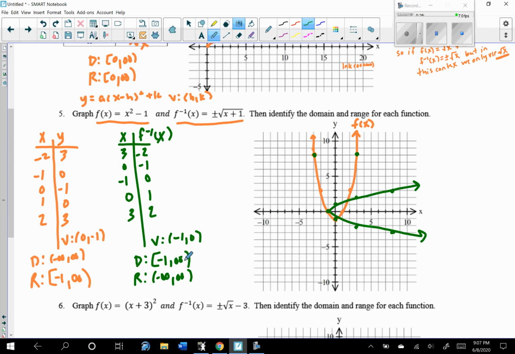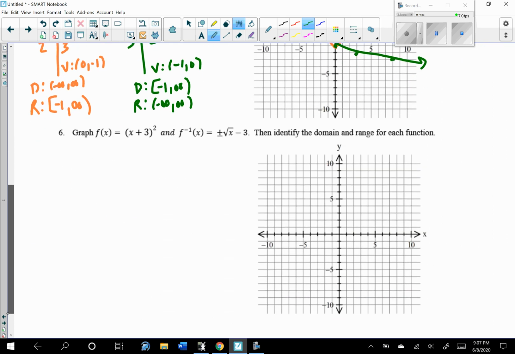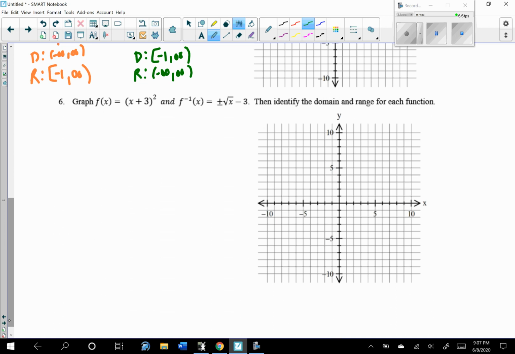Something else I didn't ask us to do, but if I were to draw the line y equals x right here, notice that the graph would be flipped over, so it's reflected across the line y equals x. So for this equation down here, you should be able to do this one on your own. So you could pause the video, do the problem, and then unpause it and check your work.